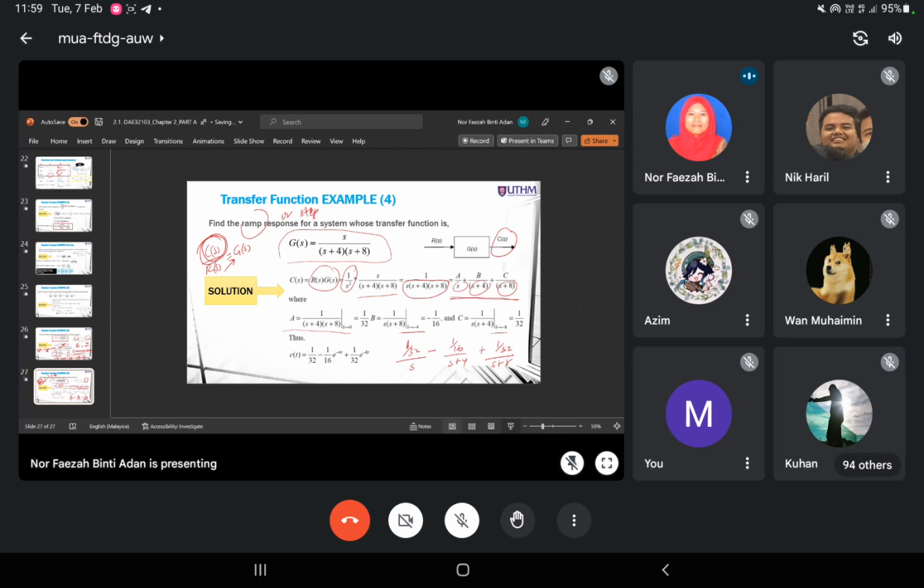So refer to the table: 1 over 32 over S equals 1 over 32 times 1. And then for S plus 4, this is an exponential term, e to the negative 4t times 1 over 16. And then S plus 8, again it is an exponential term, so e to the negative 8t times 1 over 32. So your C(t) is this, based on the table.